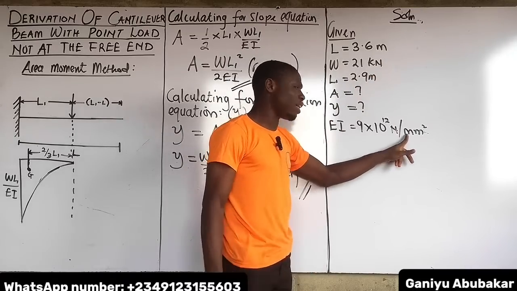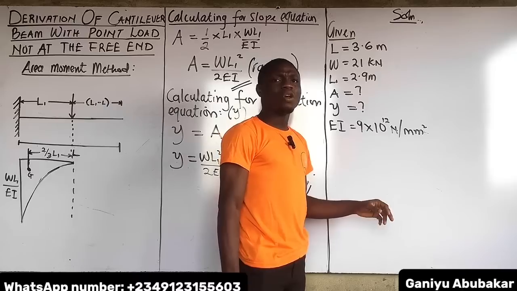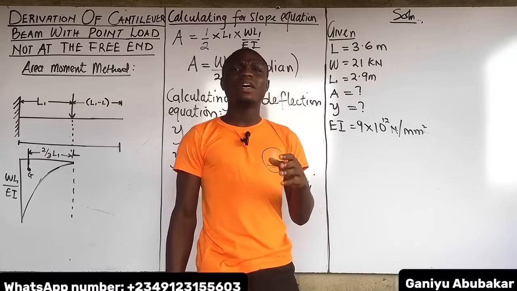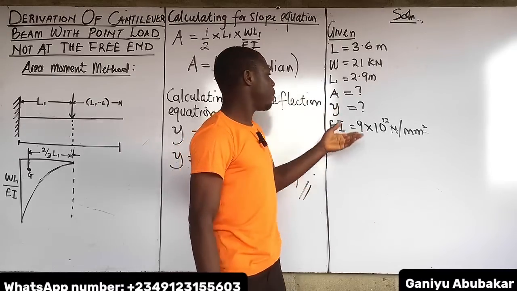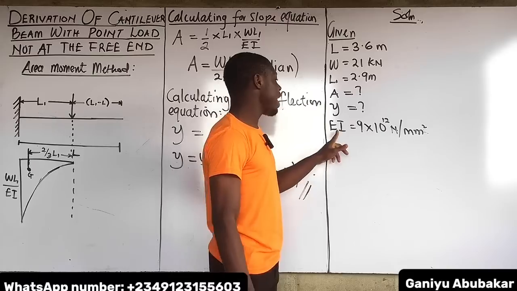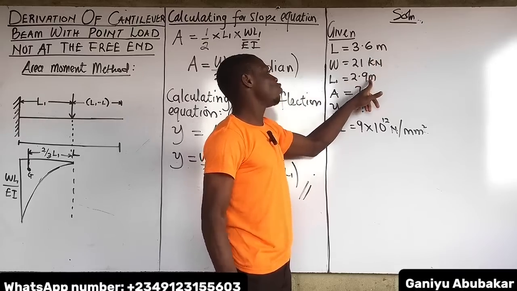Why this one must be in meters? Well, I'm saying millimeter. So EI is in millimeter. So I'm saying that whenever EI has any SI unit, every parameter should have that SI unit that EI carries. So EI now is in millimeter, so convert this meter to millimeter.